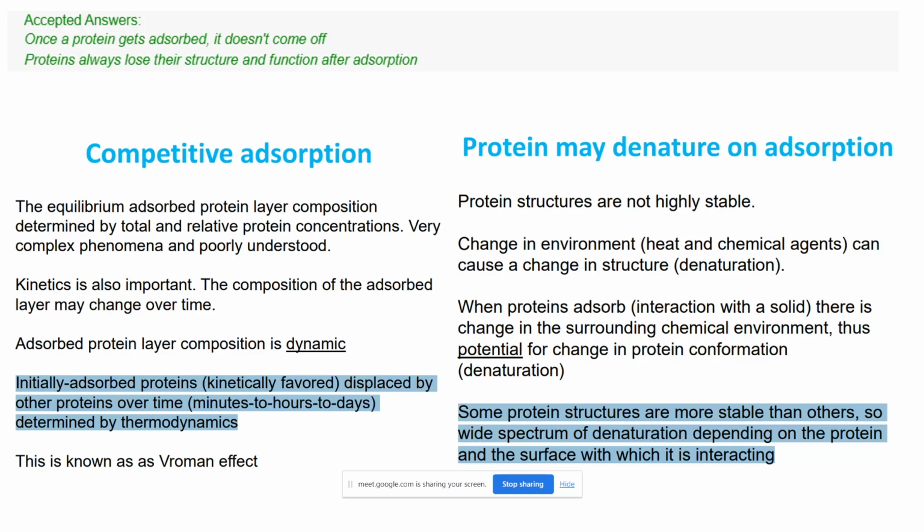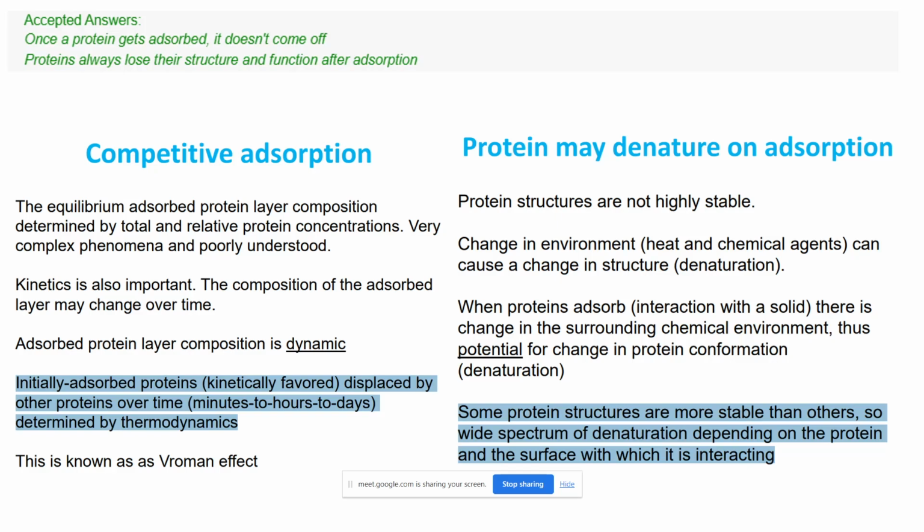There is always competitive adsorption, and this protein adsorption is dynamic. Initially adsorbed proteins that are kinetically favored are displaced by other proteins that are determined by thermodynamics. In this way, they continuously get replaced by more thermodynamically stable proteins, and the kinetically favored ones get continuously replaced. So proteins do come off after getting adsorbed.